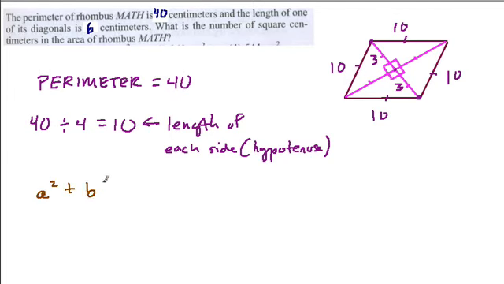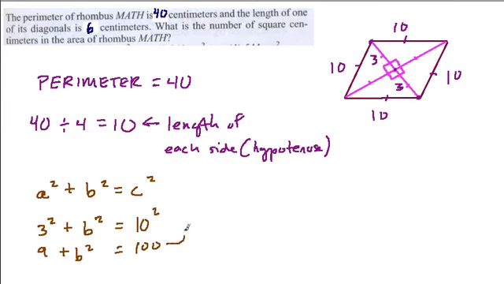a squared plus b squared equals c squared. And here we'll say a squared equals 3 squared plus b squared, that's unknown. Our hypotenuse, or c squared, is 10 squared. So that's 100. And 3 squared, of course, is 9. So 9 plus b squared equals 100. And solving for b squared, we get b squared equals 100 minus 9, which equals 91.